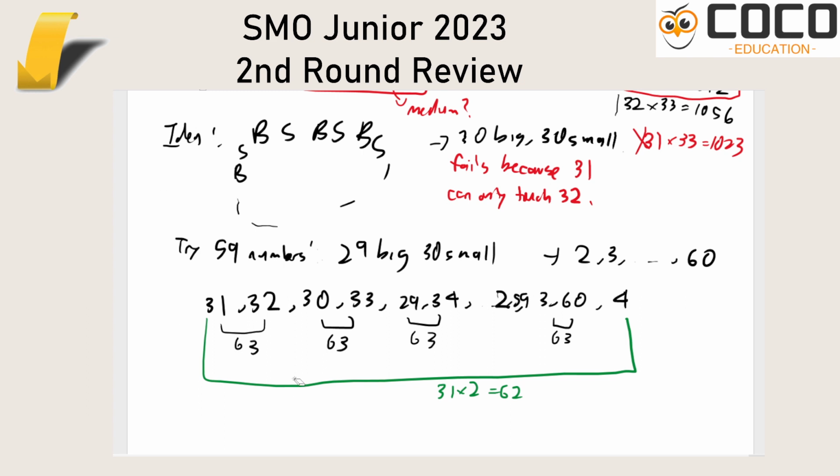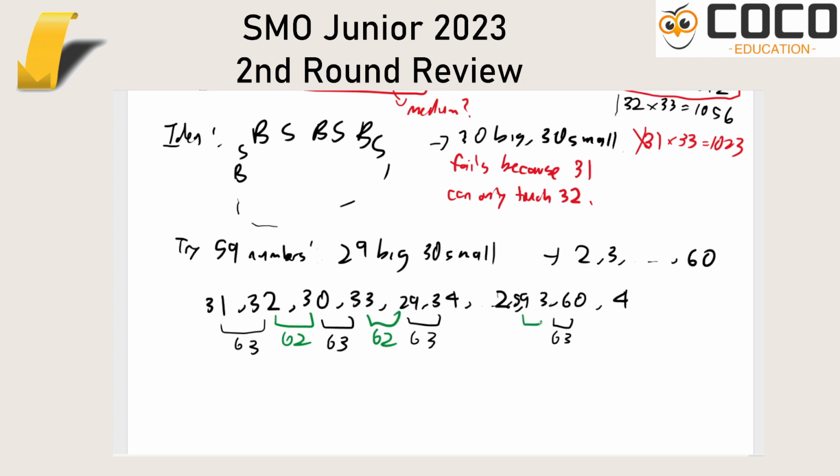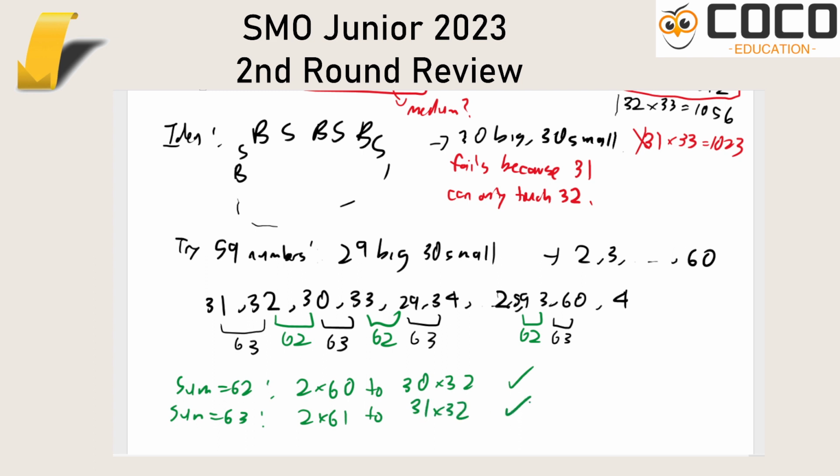This is fine already. So you see, we're quite happy with this because now each of these pairings, I can just explain that most of these pairings add up to 62 or 63. Sum to 62 means that you are ranging from 2 times 60 to 30 times 32, which are all okay. And those that add up to 63, likewise, would just be from 2 times 61 to 31 times 32, are okay. Meaning that as long as I did this throughout, all of them will fall within the 3-digit range.